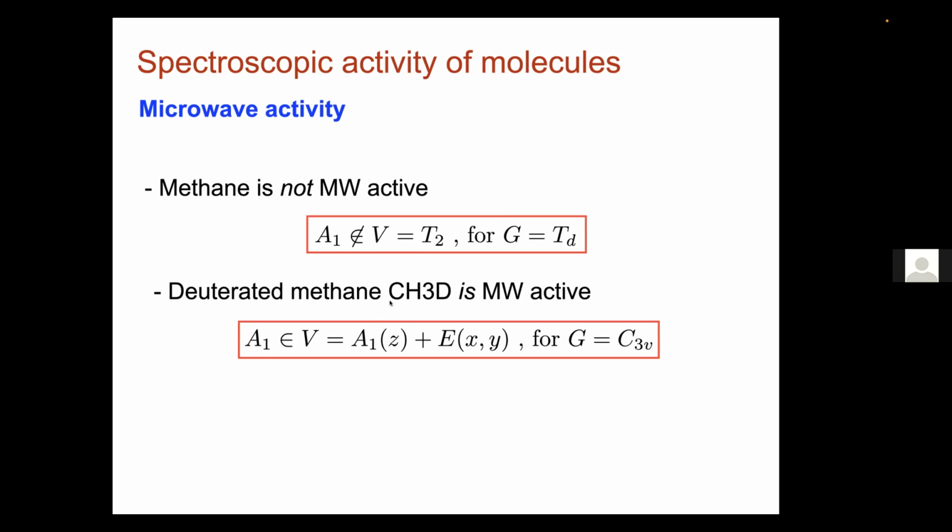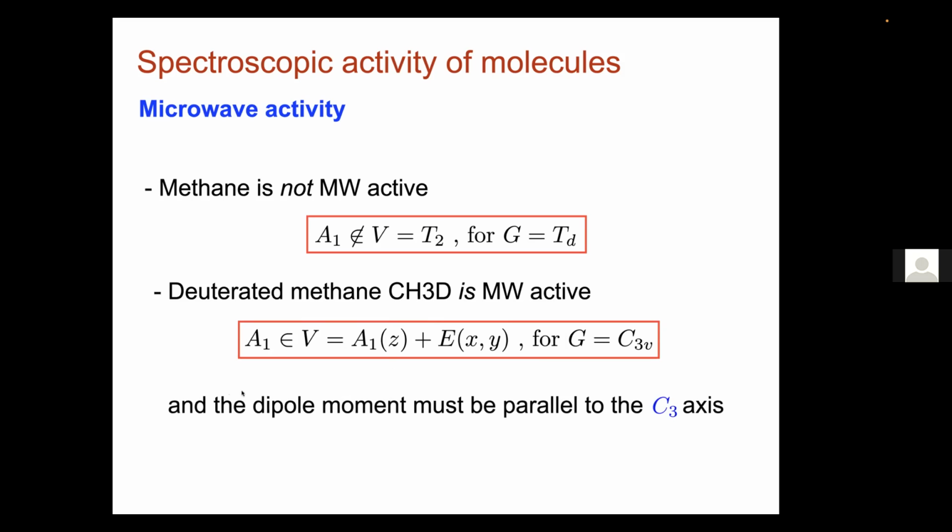For deuterated methane, on the other hand, V, remember, had this decomposition. This means that vectors in the Z direction are invariant under all the transformations. So in this case, A1 is contained in V, therefore this is microwave active. And the dipole moment must be parallel to the C3 axis. So you see what a simple analysis, if you know group theory. Any questions?